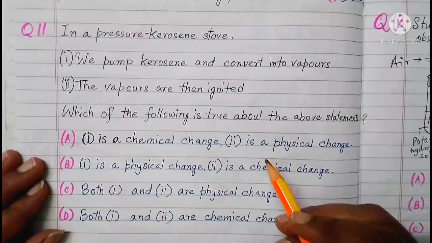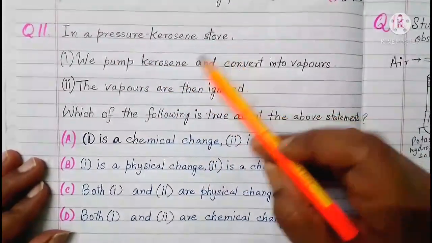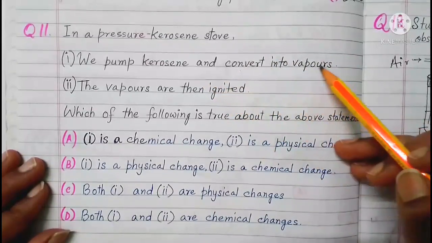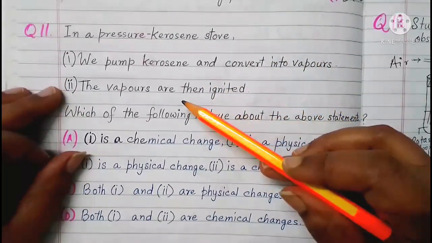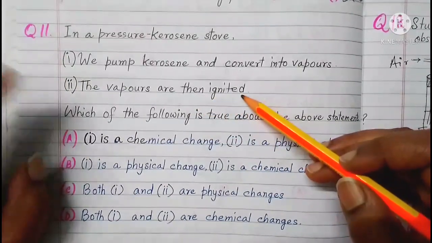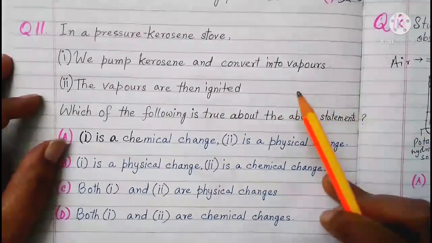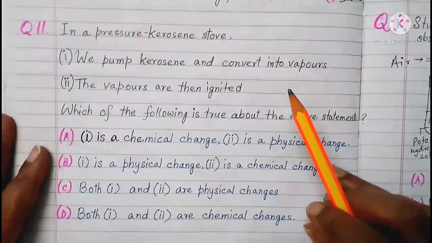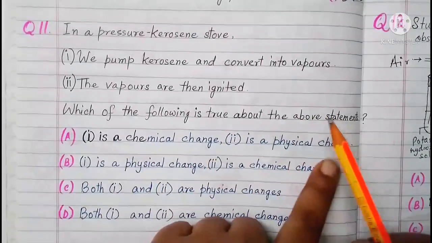So, question number 11. In a pressure kerosene stove, we pump kerosene and convert into vapors. This is for point number 1. And for point 2, the vapors are then ignited. Okay, so 1 and 2, there are 2 points written. Which of the following is true about the given statements? A. 1 is a chemical change, 2 is a physical change.